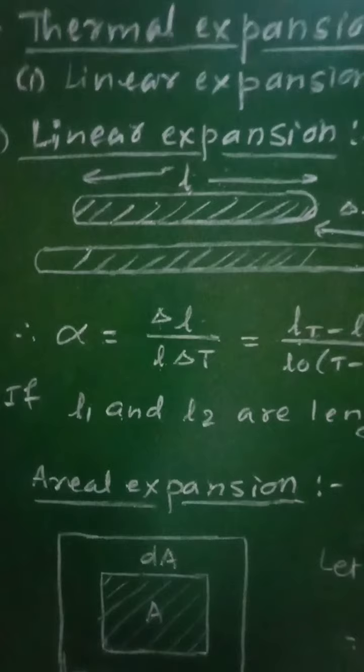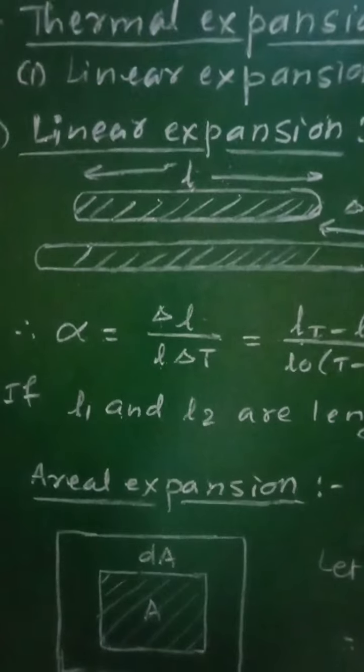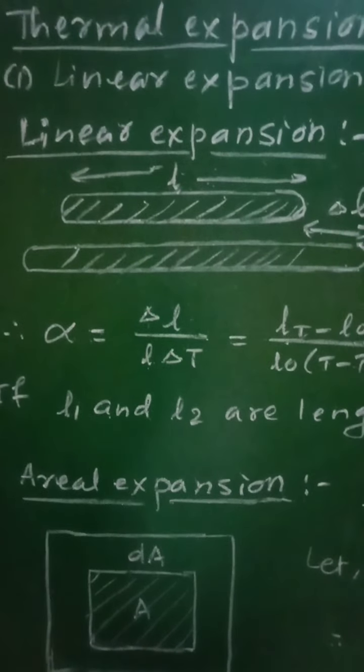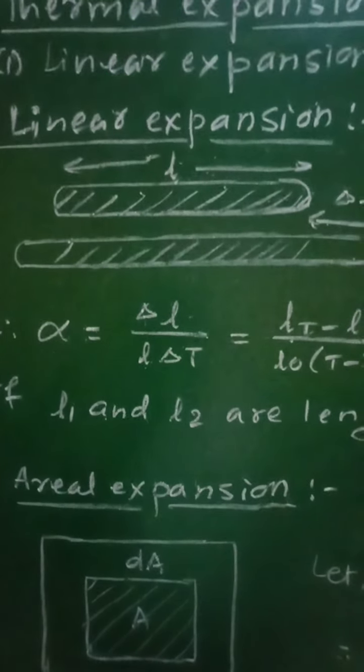Let us see these expansions one by one. First one, that is linear expansion. If there is an increase in length of the solid due to the thermal energy, that is heat energy supplied to it, then the expansion of the solid is said to be linear expansion. That is, in case of linear expansion, due to the heat supplied to that solid, there will be an increase in its length.